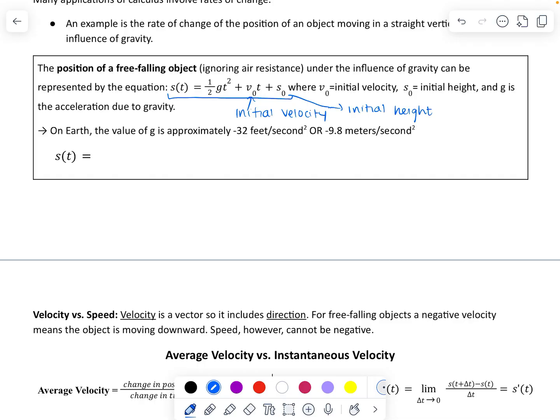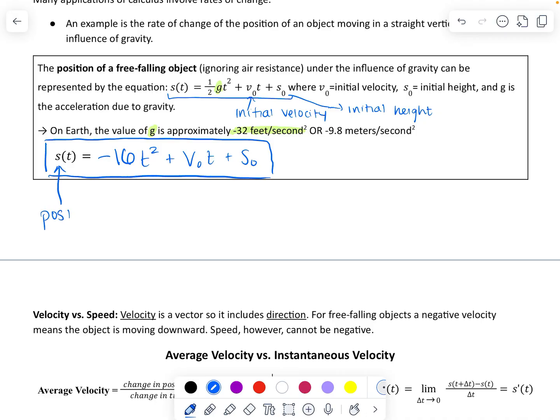Okay, so S of t equals, let's write it. We have this negative 32 feet per second squared, so we're going to just substitute that in for g. Okay, so we're going to have 1/2 of that, which is going to become negative 16 t squared plus v naught t plus s naught. Okay, so this is the equation we're going to be working with. And again, this is representing the position. This is the position function of an object, of a free-falling object.